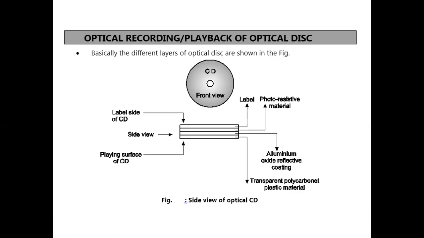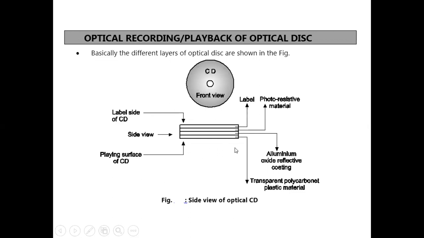It is digitized, compressed, and thereafter given to a high intensity laser which burns the information. In this, the photoresistive material is burned with the help of a high intensity laser, and accordingly the information is written in pits or lands. We will see how the information is written and read from this optical disc. So all of you give attention. This is the front side, the top side, bottom side, and side view.